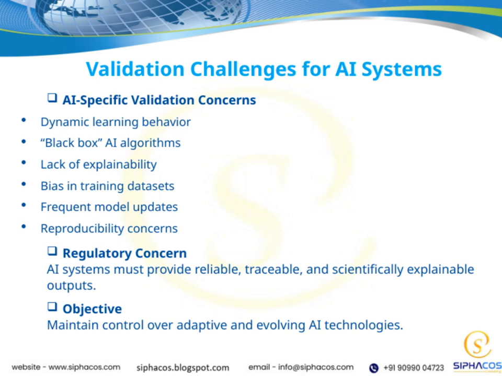Moving on to regulatory concerns, it's essential that AI systems provide outputs that are not only reliable, but also traceable and scientifically explainable. This transparency is vital for building trust and ensuring compliance with standards and regulations. Our ultimate objective, then, is to maintain control over these adaptive and evolving AI technologies. We need to ensure that, despite their complexity and ongoing updates, we can validate and trust their outputs. This way, we can harness the power of AI while managing its inherent challenges responsibly.